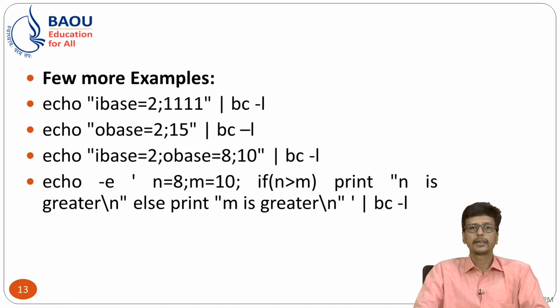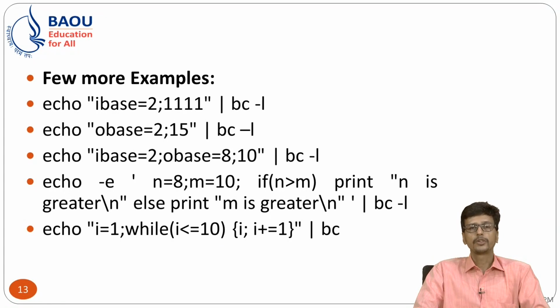Now if n greater than m, the values will be taken from here, n=8 and m=10, it will check here, and then after the print option, or you can also use the echo option. The print option also works in some shells, bash shell or C shell. In some shells it may not work, right? So print n is greater, \n, that is for new line, and else print m is greater.